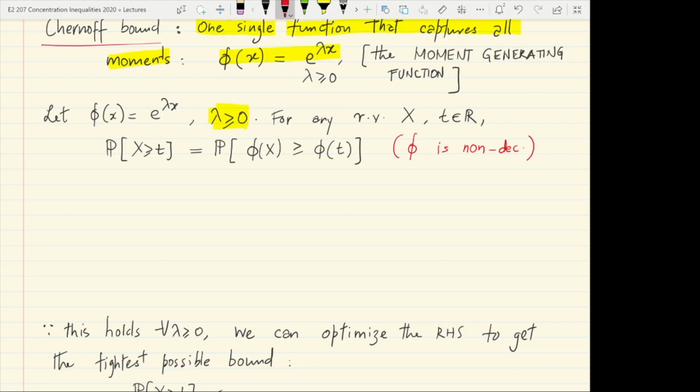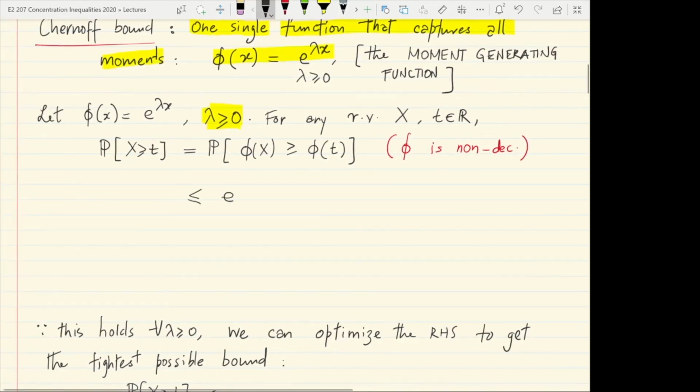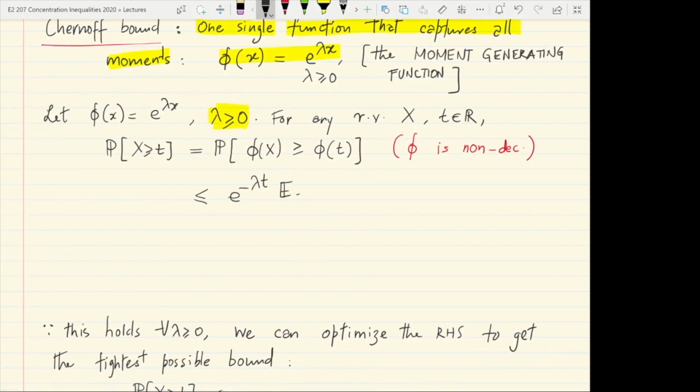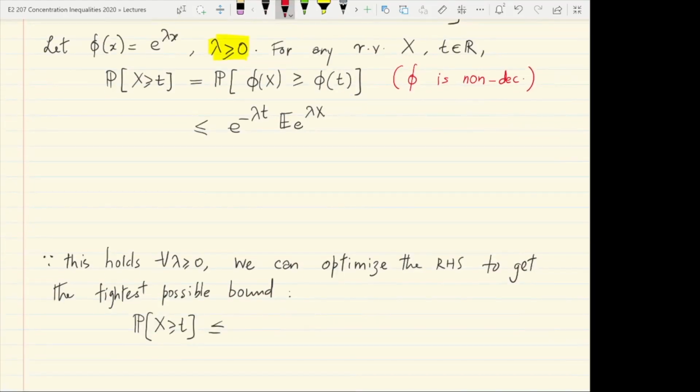And once we have the probability of phi of x greater than or equal to phi of t, by Markov's inequality we can upper bound this by the expected value of phi of x divided by phi of t, which we can write as follows: e raised to minus lambda t, which is the denominator, times the expected value of e raised to lambda x. Okay, this is by Markov's inequality.